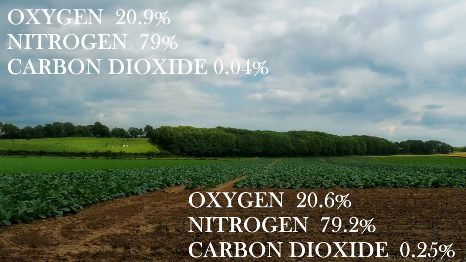Just as in the air we breathe, nitrogen, oxygen and carbon dioxide are found in the pockets of air between the soil particles. Here's a comparison of the soil gases compared to the atmospheric gases. Slightly more nitrogen in the soil due to the actions of nitrogen-fixing microbes, slightly less oxygen in the soil than in the atmosphere, and significantly more carbon dioxide in the soil than in the atmosphere.